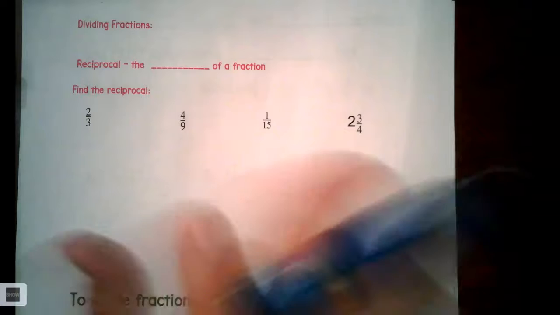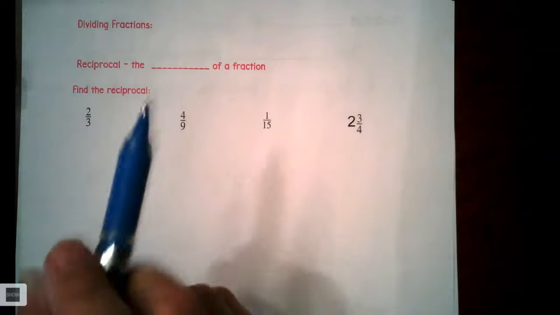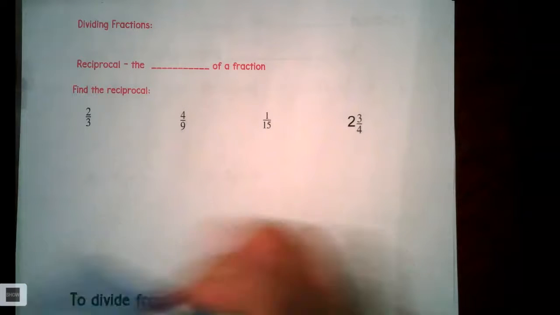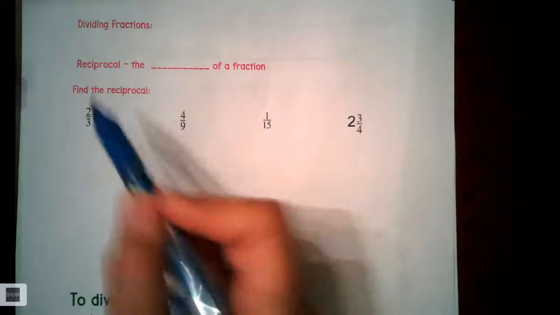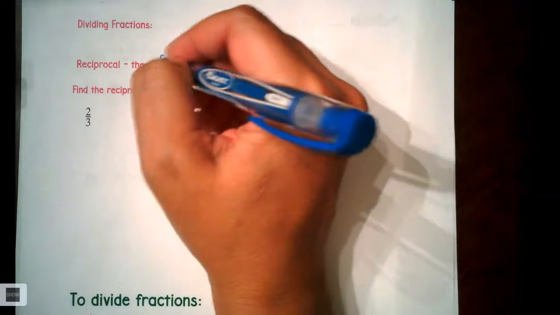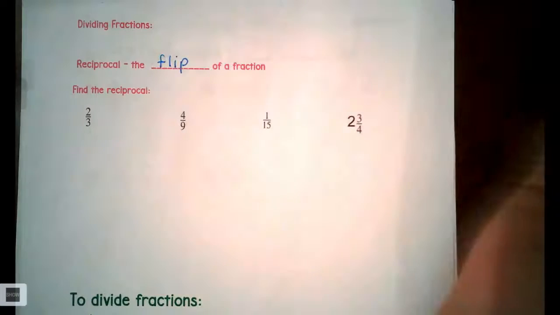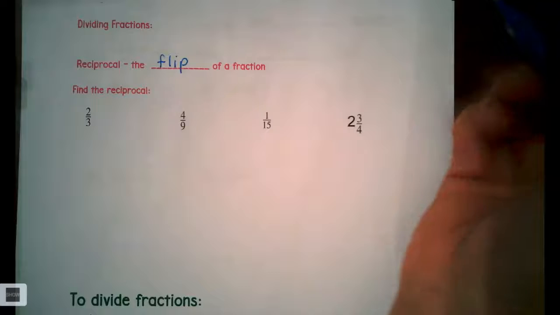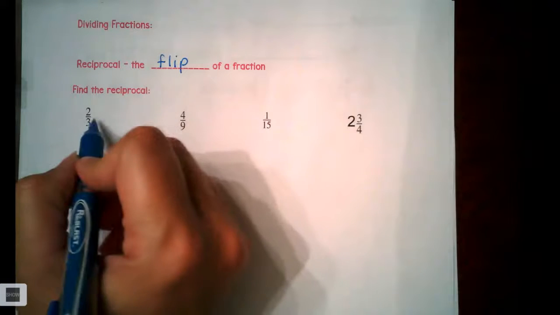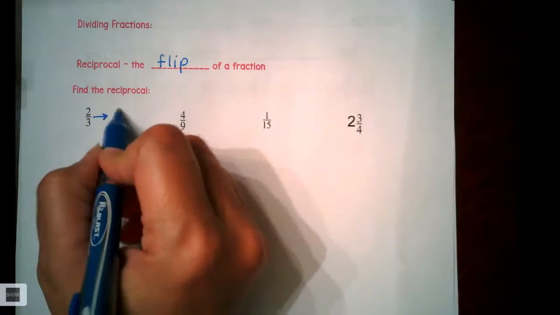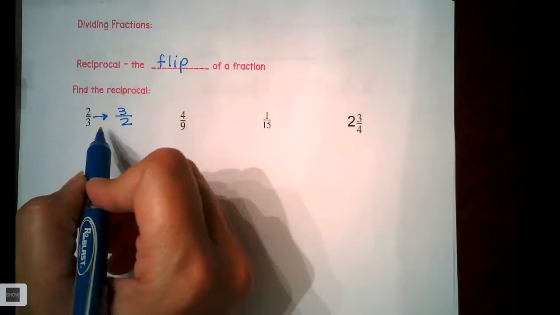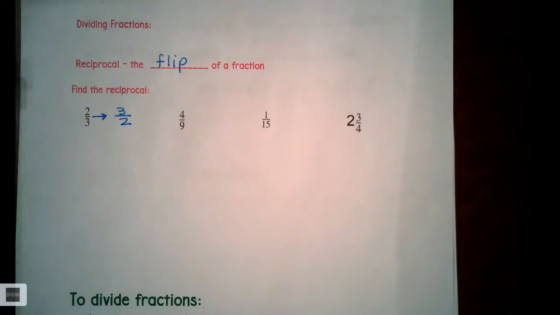Math has its own set of vocabulary, and you have to understand it to be able to work out a lot of the problems and understand what's going on. The reciprocal is just the flip of a fraction. You just flip it over. So the reciprocal of 2/3 would be 3/2. Don't put an equal sign because they are not equal. We're just flipping it over to find the reciprocal.